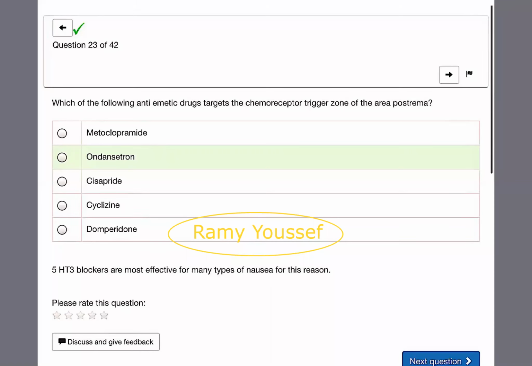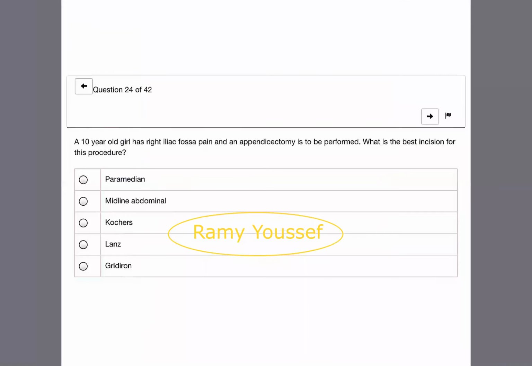It will increase the lower esophageal sphincter tone, so it will help in not distributing more blood through the GIT, and decrease the problem of hepatic encephalopathy as well. Okay, next question.